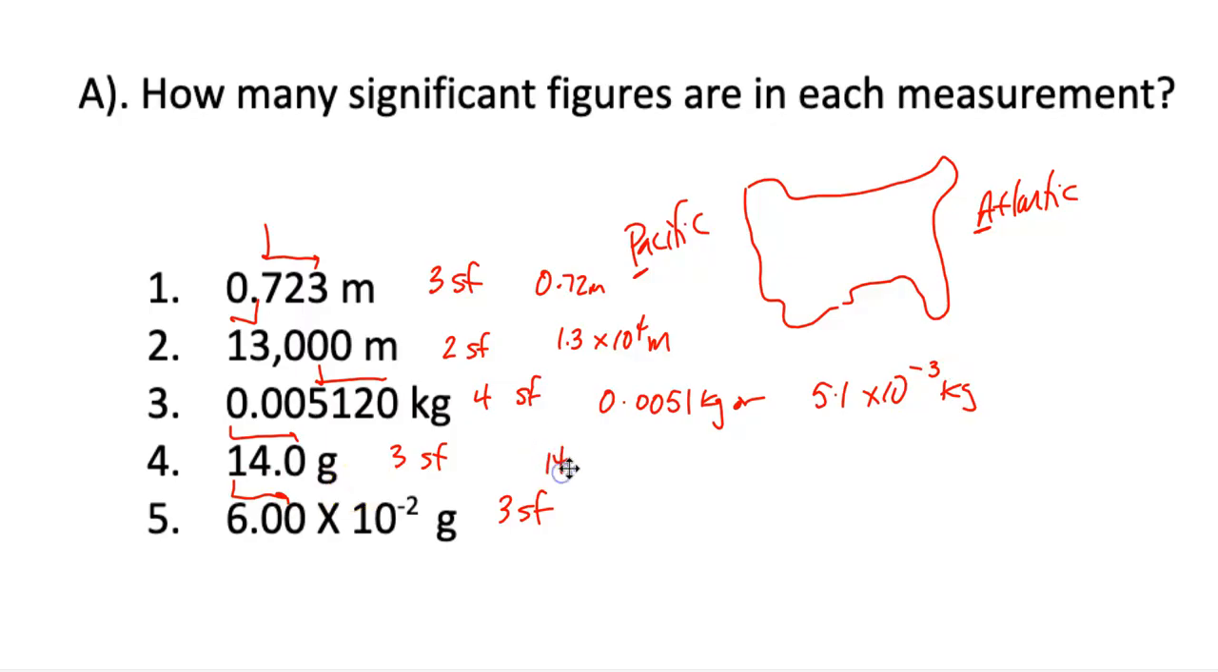Okay, this has 3 sig figs. To give it 2, you just write it as 14 grams. And then this one, to write it with 2 sig figs, it'd be 6.0 times 10 to the negative 2nd grams. So you just omit that 0.